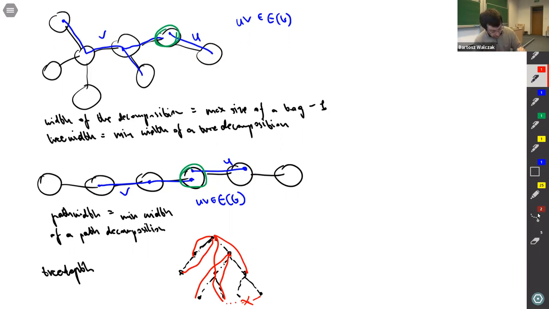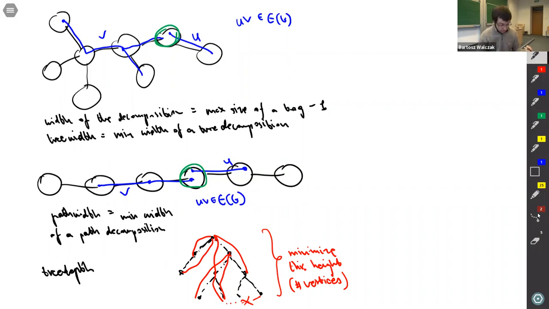Okay, so if we compute the height of it as the number of vertices, like so, we want to minimize this height, which is expressed in the number of vertices. So for instance, this tree has height 4. And this is the definition of tree depth.